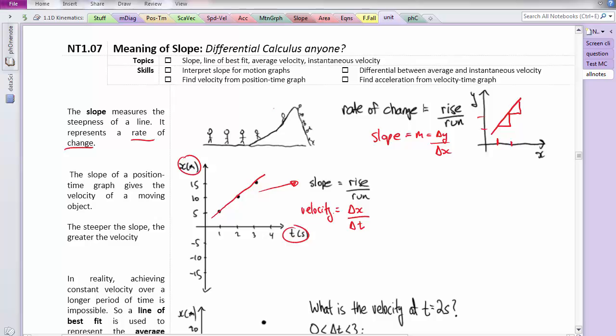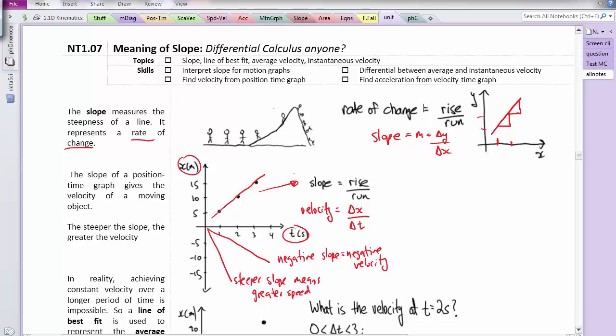If we have a negative slope like that, a negative slope would give us negative velocity. And if the slope was steeper, maybe something like that, a steeper slope means greater speed.